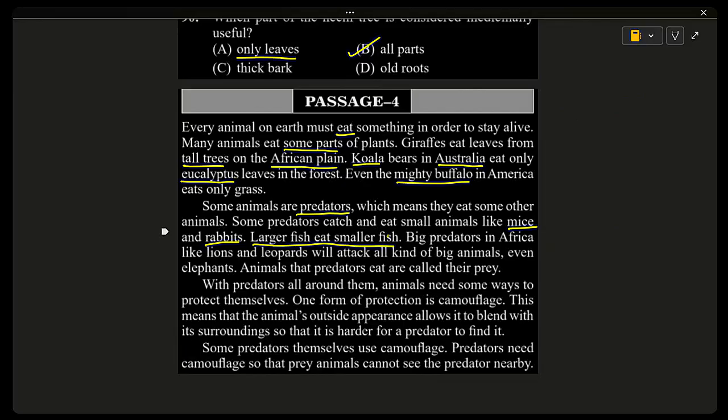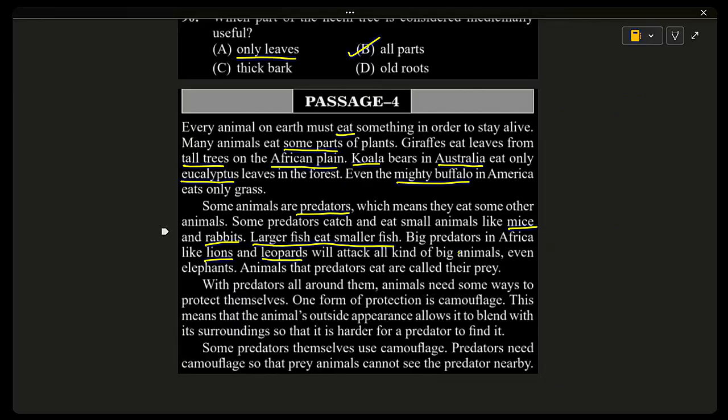Big predators in Africa, like lions, these are called big cats. Lions and tigers are called big cats because they belong to the cat family. So they are big predators. And leopards are not as big as lions, but they are very fast. They will attack all kinds of big animals. Even a lion can hunt down an elephant. So it has that much strength and agility.